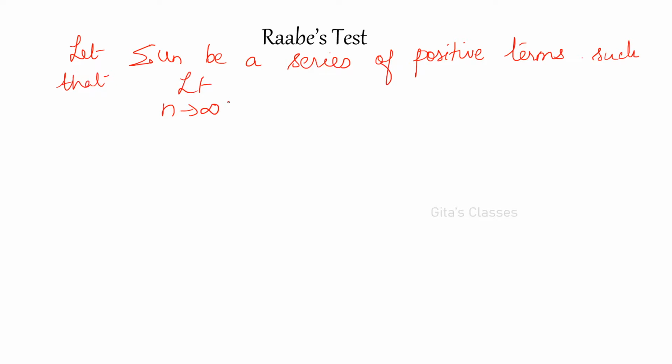I told you only the formulas will differ, right? So here, do you remember the ratio test? Un by un plus 1, what did you find out there? It is very simple. You subtract 1 from this, multiply by n. That is the formula for RAPS test. Okay, so limit n tends to infinity, n into un by un plus 1 minus 1 is equal to L.